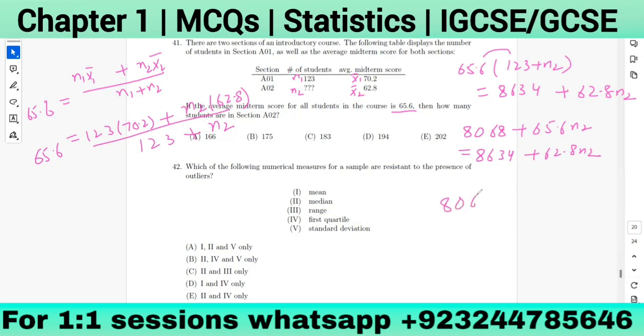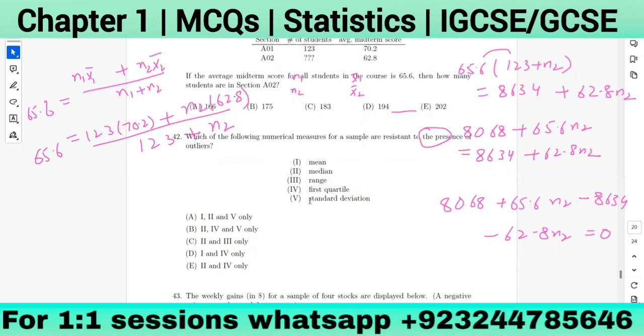We will take everything on the other side. 8068 plus 65.6 N2 minus 8634 minus 62.8 N2, which is equal to 0. So do the calculations and you will find N2. Now tell me the value of N2 after all the calculations. You should get option E, 202.